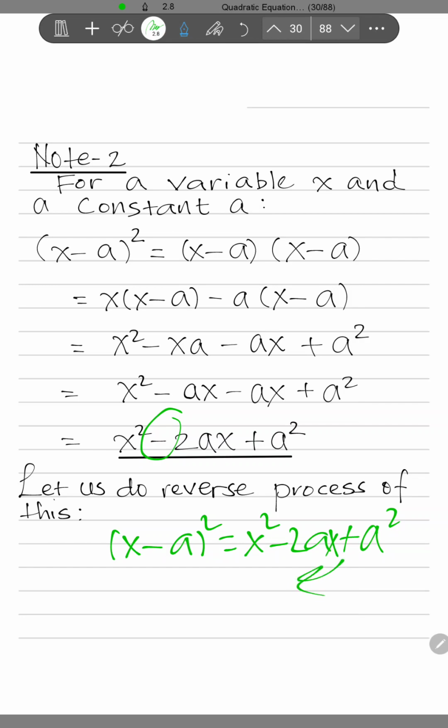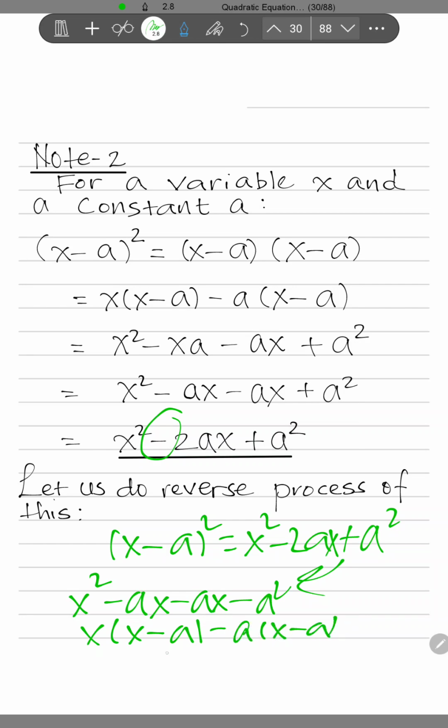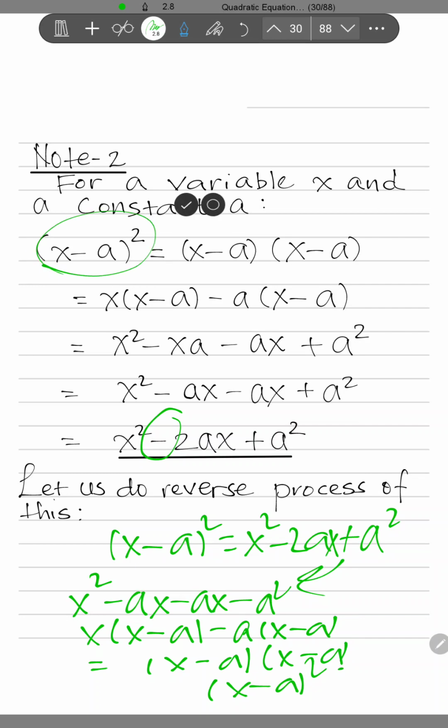In the reverse order, we do the same. X squared minus ax minus ax plus a squared. I take x as x minus a, minus a as x minus a, which is x minus a, x minus a, which is x minus a whole square. This is a technique of completing square with x minus a the whole square.